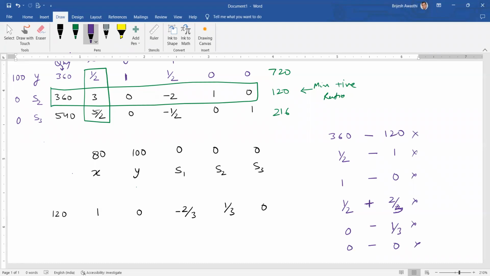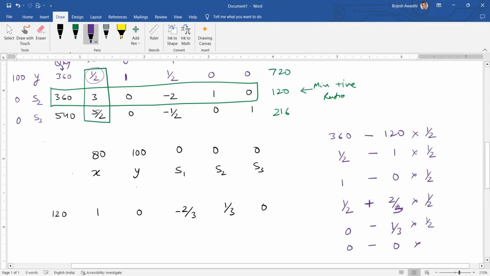And I'm going to multiply it by the key column number of the changing row. So the key column number of the changing row is 1 by 2. I'm going to multiply by 1 by 2. Right. So 120 times 1 by 2 is 60. And 360 minus 60?